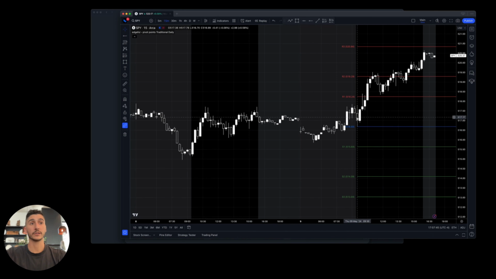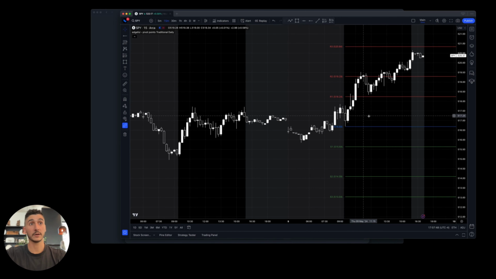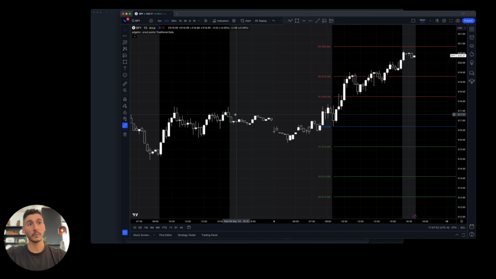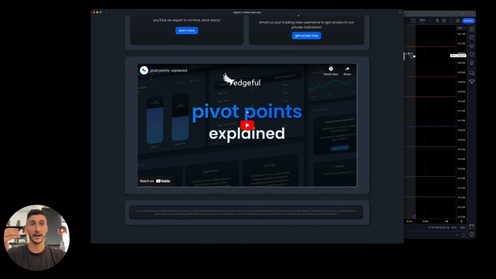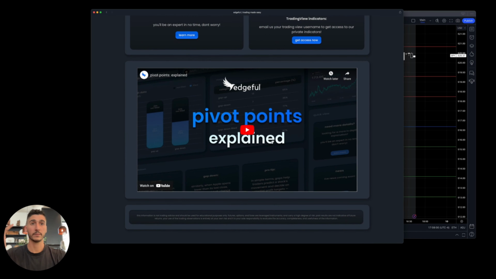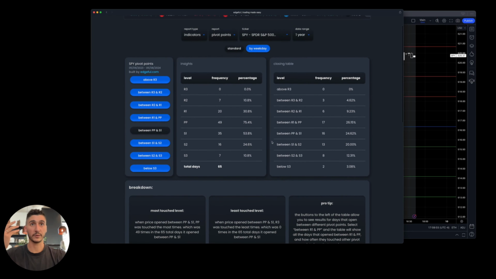And now you're going to see these prices or these lines automatically plotted on your chart. So you can see what this report measures is the pivot points. For those of you who are not familiar with what this is, please watch this video down on the report page. But let me explain what this report does.